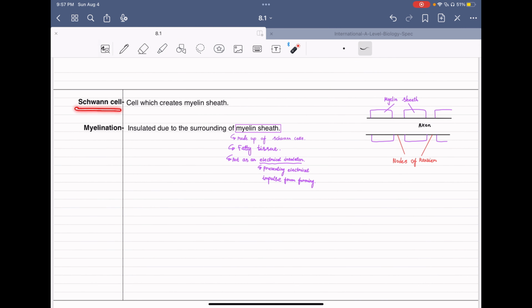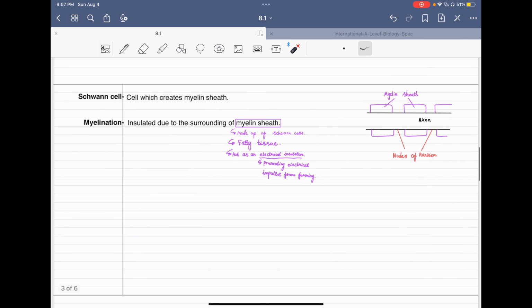Moving on, we have a Schwann cell, which is a cell that creates the myelin sheath, which is over here. This myelin sheath is made up of Schwann cells, and it's a fatty tissue, and it acts as an electrical insulator, which prevents electrical impulses from forming. And when the question asks, what is myelination? Then I have to say, it's insulation due to the surrounding of the myelin sheath.